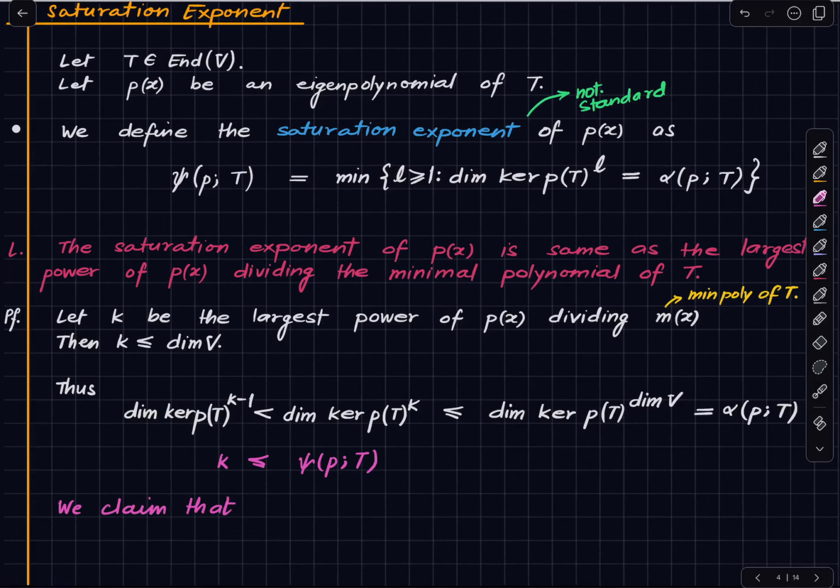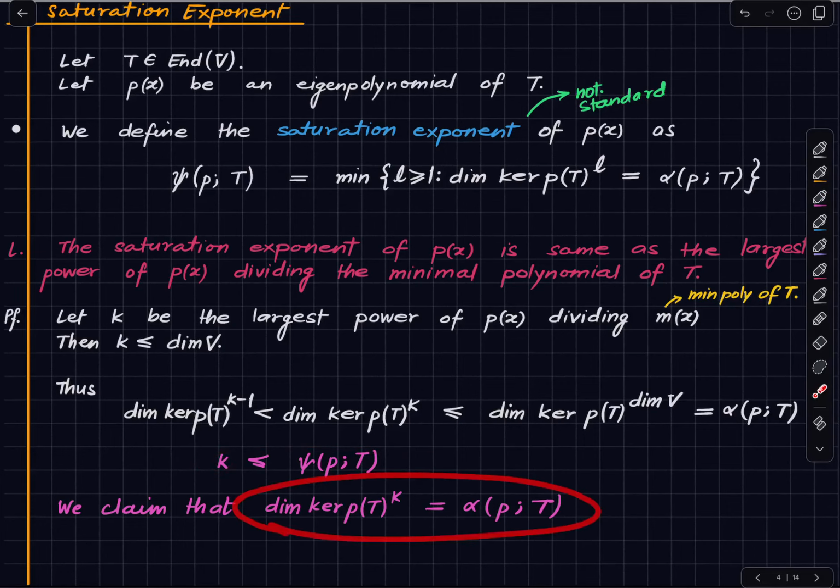Okay, so to finish the proof, all we need to do is show that this dimension is actually equal to the algebraic multiplicity. And that will show that this is actually an equality, that the saturation has happened at k. Okay, so this is now our goal.